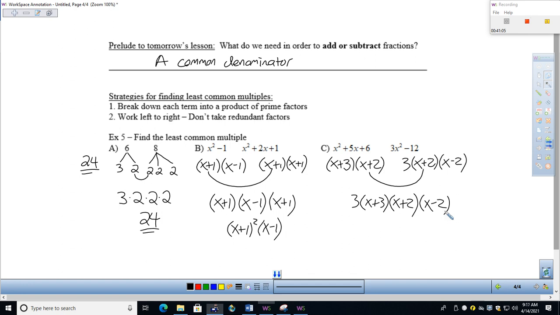Again, everybody, you're not going to worry about this too much. Focus on the simplifying and multiplying and dividing for now. We'll pick up the addition and subtraction using these multiples in tomorrow's lesson. Thanks, everybody. Appreciate it.